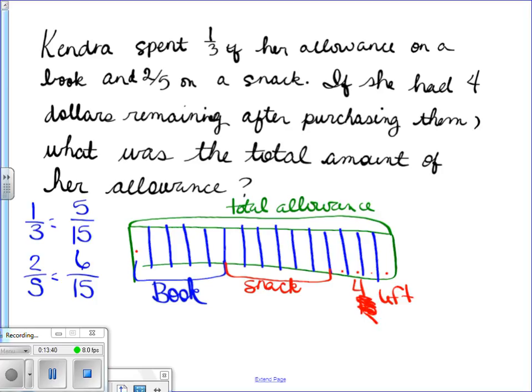Ignore that. She had 4 left. Every single section is $1. 1, 1, 1. So if these are 1, what are these? 1. 1. So how much money did she have? $15. She had $15 for her total allowance.